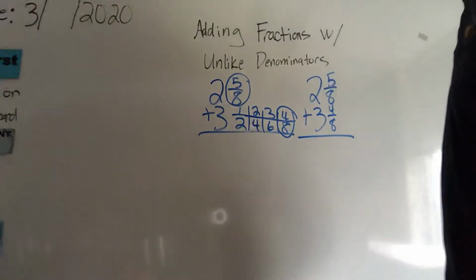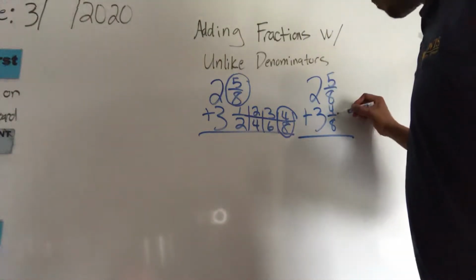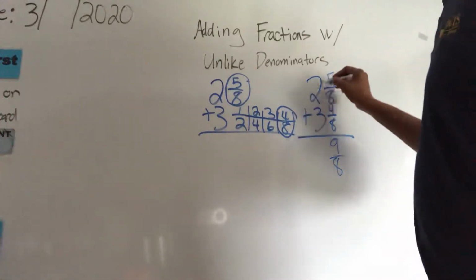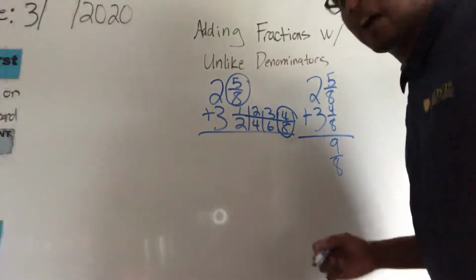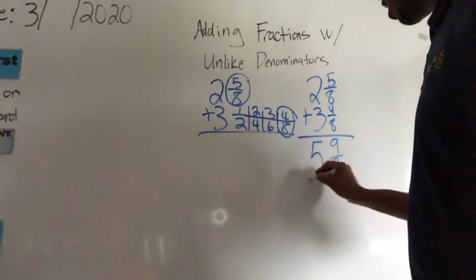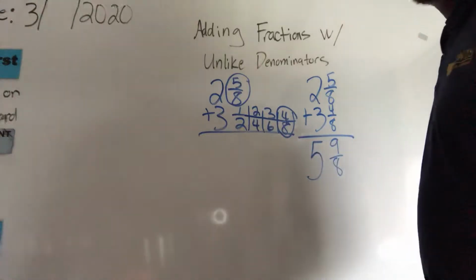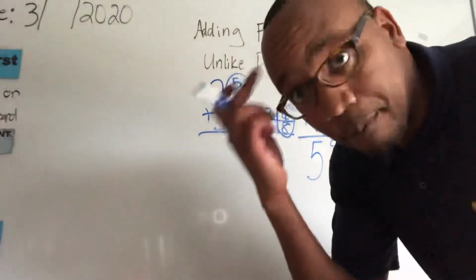Now my new problem is 2 5/8 plus 3 4/8. When I add them together, 5/8 plus 4/8 is 9/8, and 2 plus 3 is 5. So right now I have 5 and 9/8.